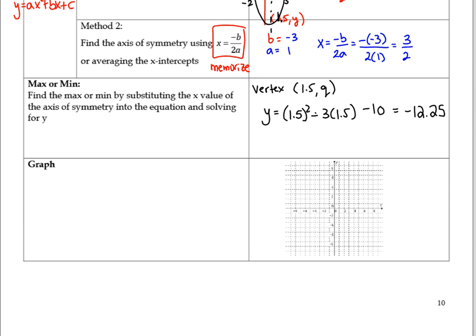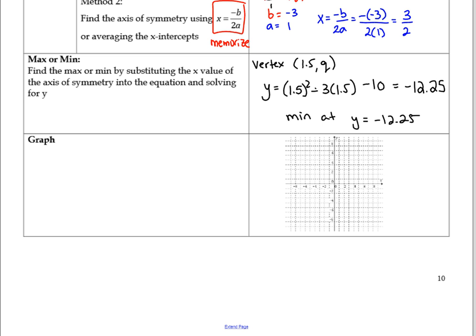So in this case, because what direction does it open? Up. So it's going to have a min or max? Min at y equals negative 12.25. Okay. So do we need to sketch this? Let's skip the sketch and move on. It's not the greatest graph because our minimum is below the graph anyways. Let's move on.